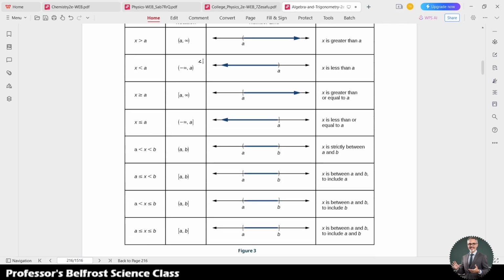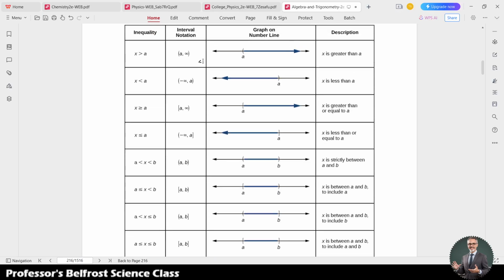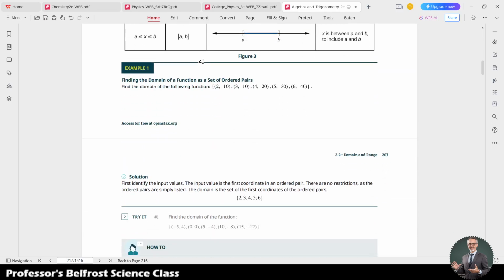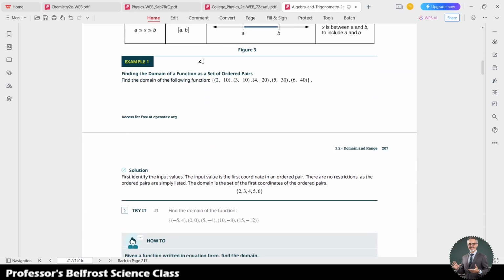You maybe want to take a screenshot on this. Okay, now let's dive into the example. Find the domain of the following function. Yeah, domain is very easy. The first part: 2, 3, 4, 5, and 6.